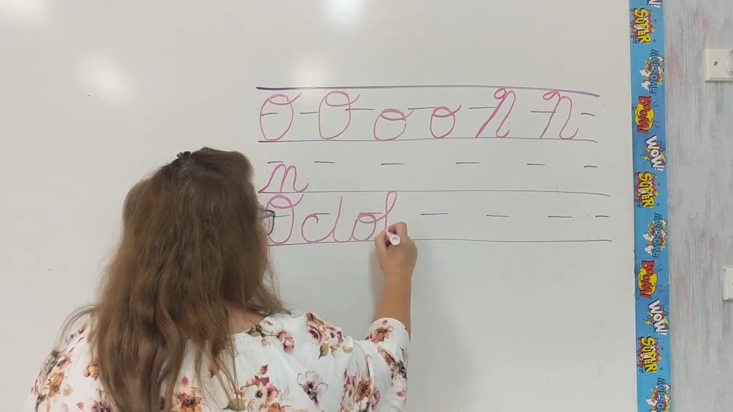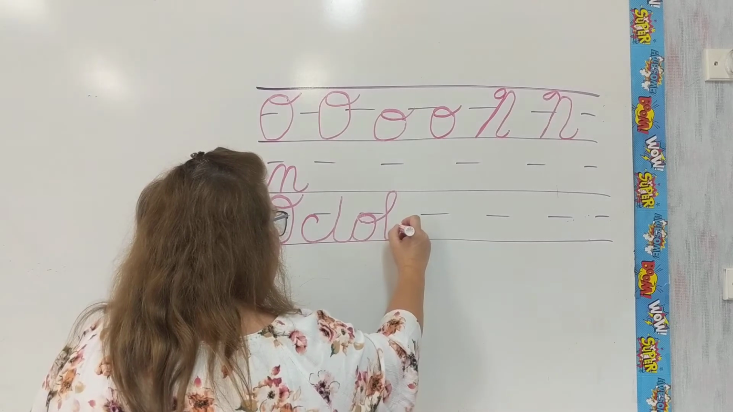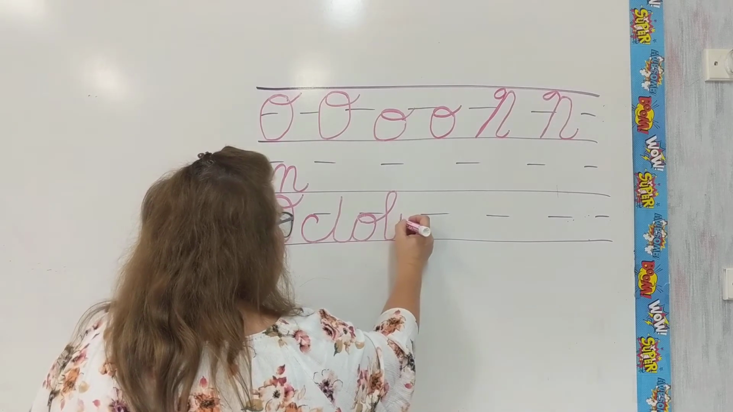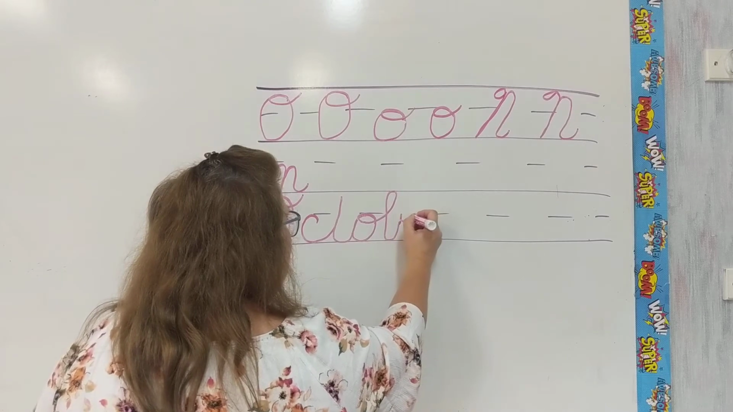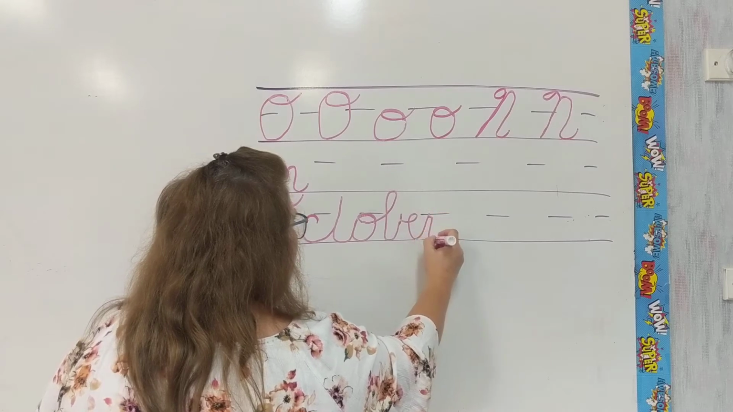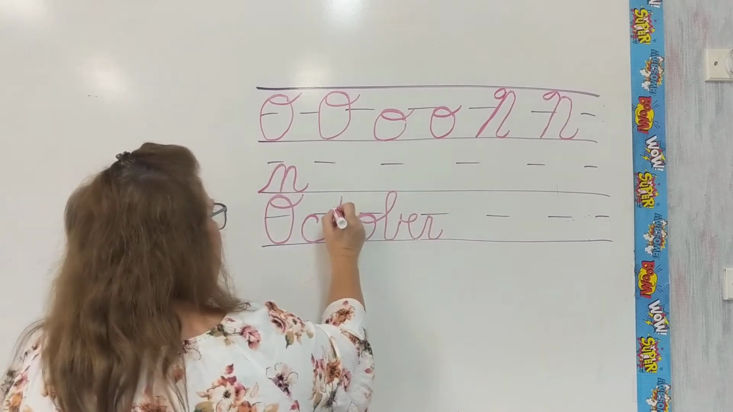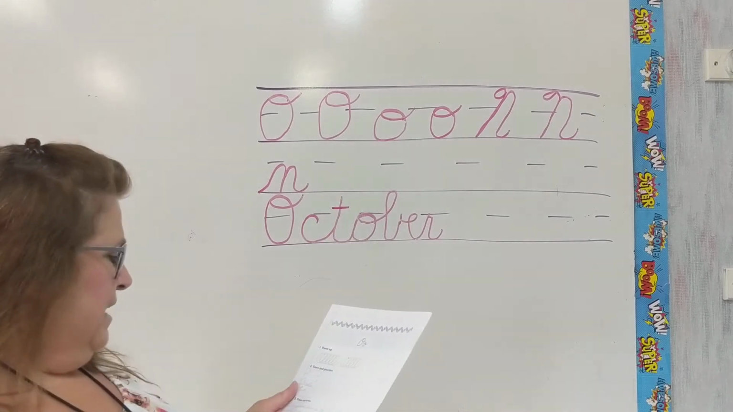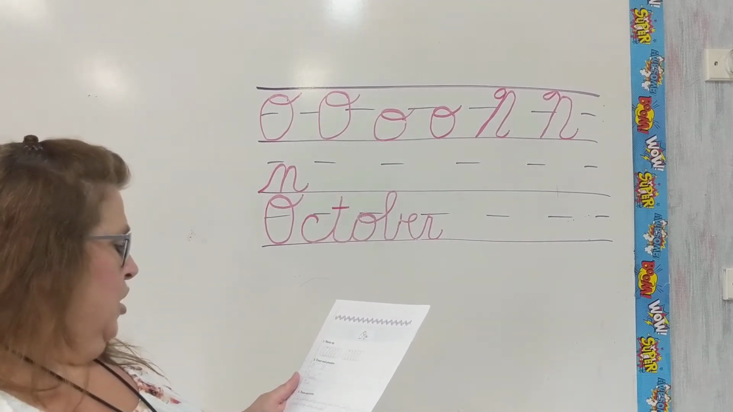We loop around and come down. We swing out, or swing out and up. Retrace back down. We swing out and go into our E. Come around and down and up. And make our R, and that is October. Do not forget to cross your T. That is how we make October.